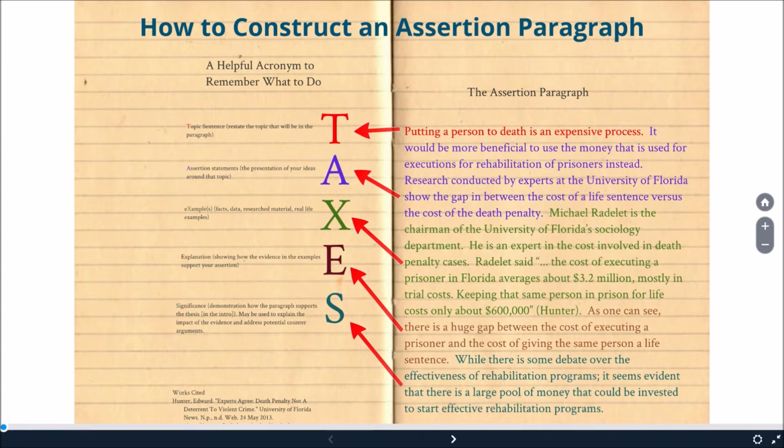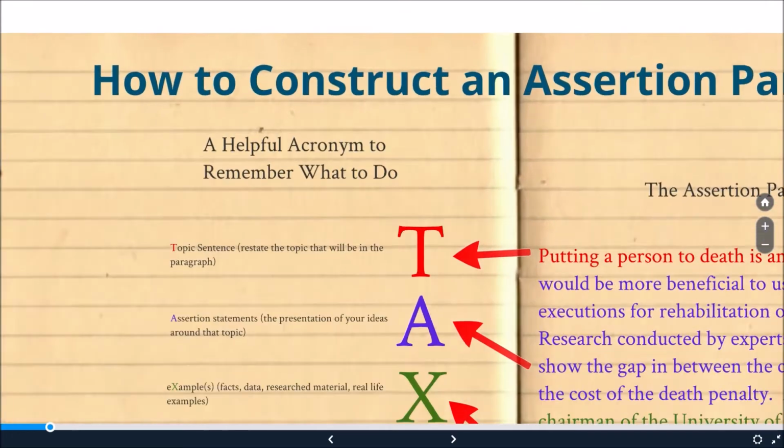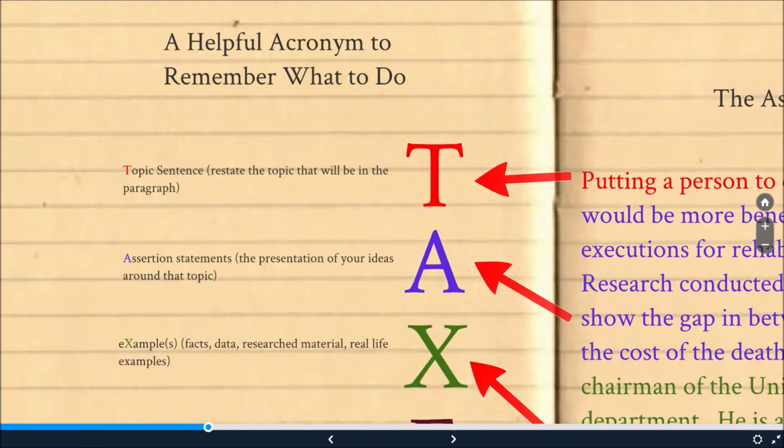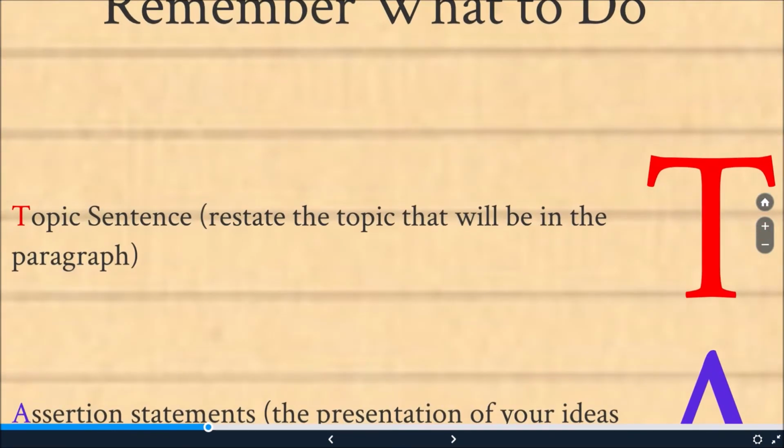And so what you have here is this acronym called TAXES. It breaks down each section, and each section kind of just starts with that heading. What we're taking a look at here to start with is the first sentence, and that is the topic sentence, which says putting a person to death is an expensive process. It's the same point the original author had made there. And it's the topic sentence. Like it says, it restates the topic that will be in the paragraph. So it tells us what the paragraph is going to be about.